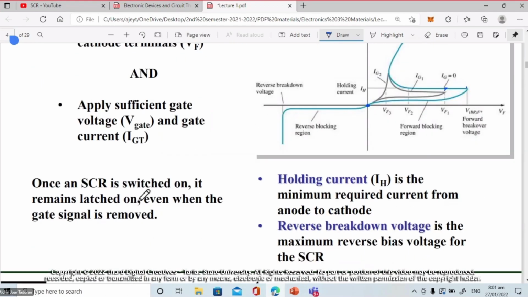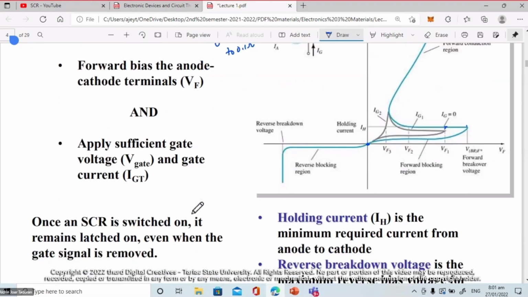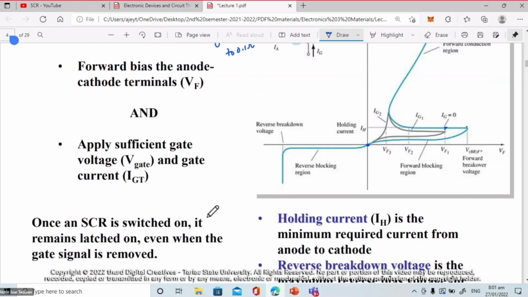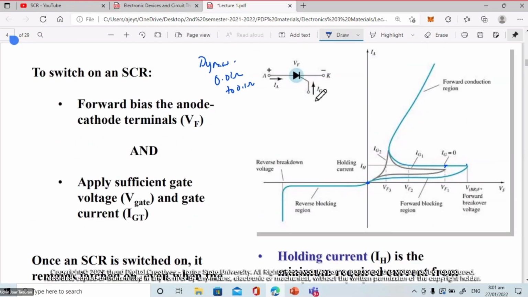Once the SCR is switched on, it remains latched on even when the gate signal is removed. The nice thing is that triggering the SCR needs only about the same as the conduction of our LEDs or diodes, around 0.6 volts to 0.8 volts. That is the range, but we usually use 0.7, which is the average.